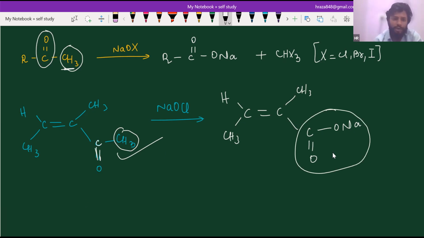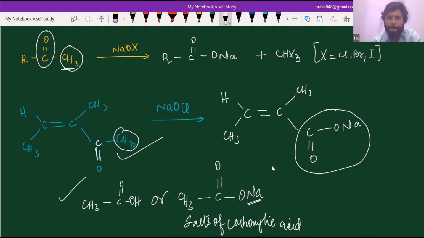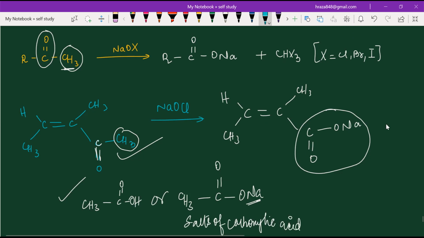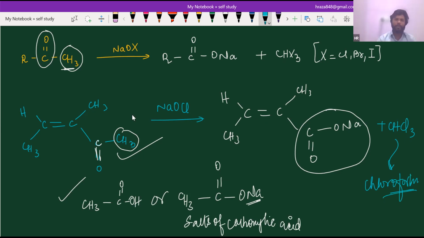Salt of carboxylic acid. As you can see, this is CH3 C double bond O H. This is your carboxylic acid. But if you place CH3 C double bond O Na, or any metal here in the place of hydrogen, it is a salt of carboxylic acid. Is that clear, Ahmad? Zaid, Anushka, Allen? Okay. And yes, the byproduct will be CHCl3, that means basically chloroform. So it's very easy. Please do it.